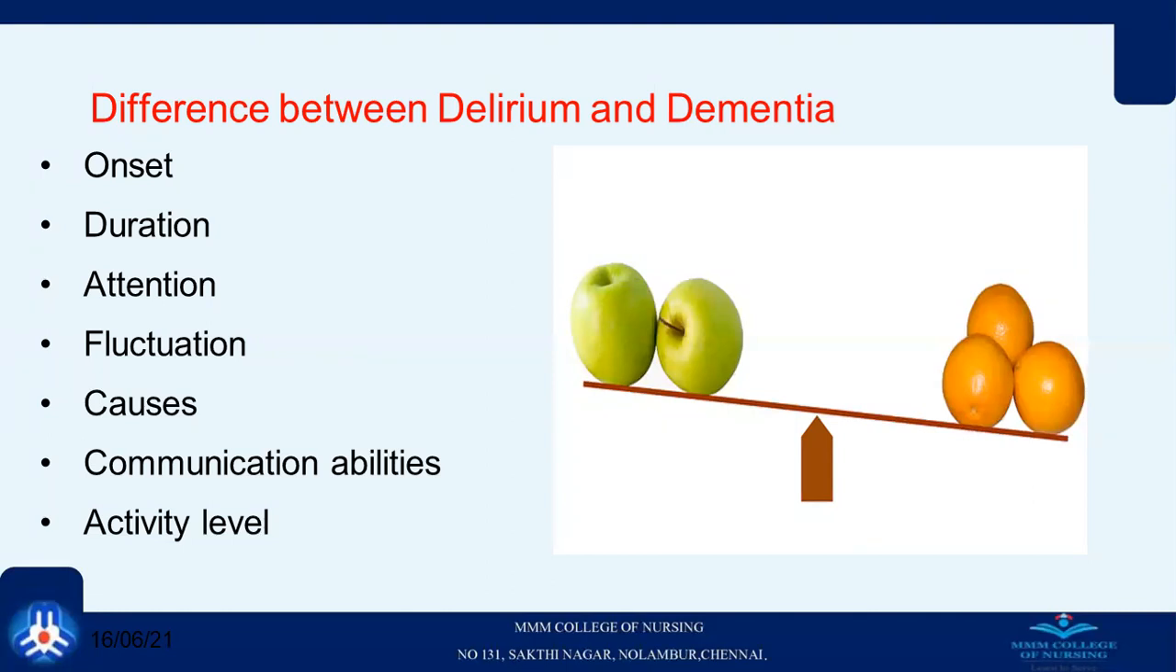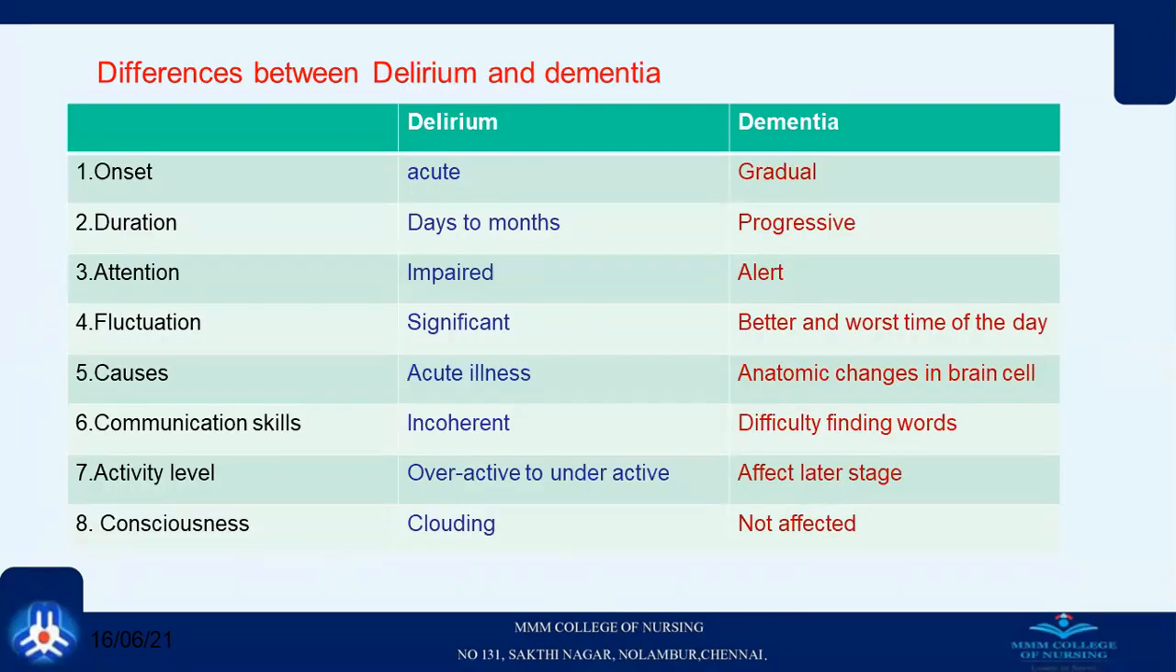Dementia is a progressive decline of memory and other thinking skills due to the gradual dysfunction and the loss of brain cells. Some differences between the symptoms of delirium and dementia include the onset, duration, attention, fluctuations of symptoms, causes, communication abilities, and activity level. The onset. The onset of delirium usually occurs within a short time, while dementia usually begins with relatively minor symptoms that gradually worsen over time.